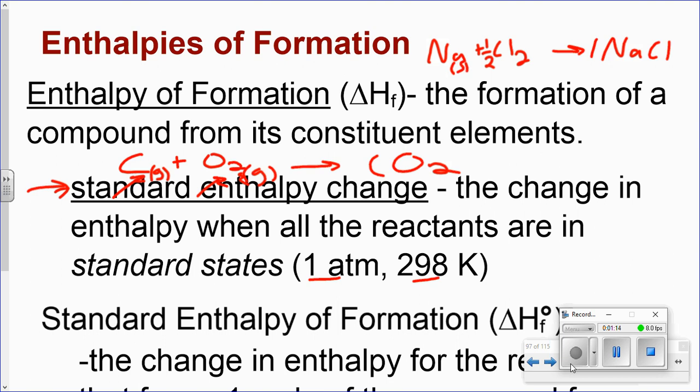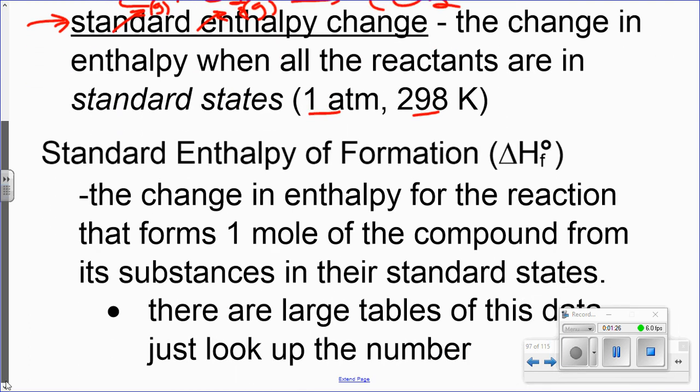Sodium's a solid because it's a metal. This is a gas, but it's also diatomic. So we have to deal with that too. Okay? So again, we have to consider things in their standard states. That's not STP, by the way. Okay? So, wow, look at that definition.